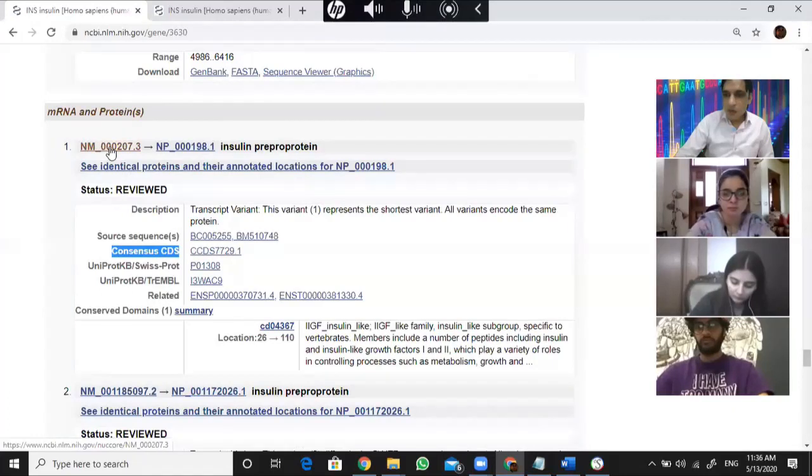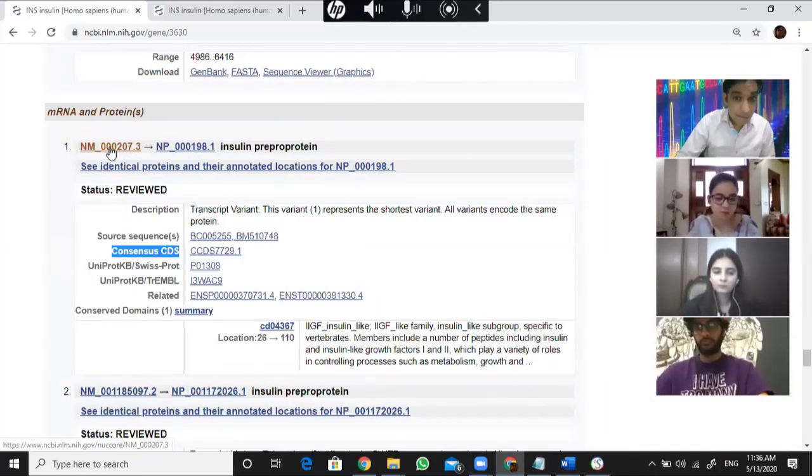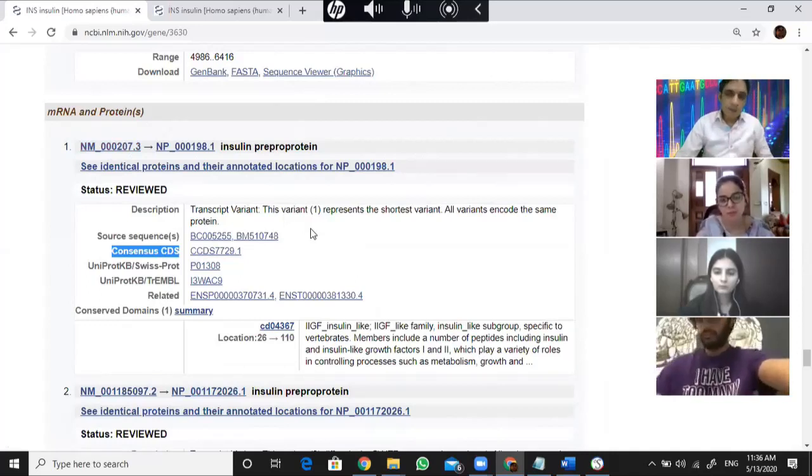Sir, I have a question. You said that the longest transcript variant that encodes the functional protein should be used, but in this case, this particular variant is mentioned as representing the shortest variant. So are we supposed to follow it as a rule that the longest transcript variant should be selected? I told you it's not the law. It's just something which I am telling you.